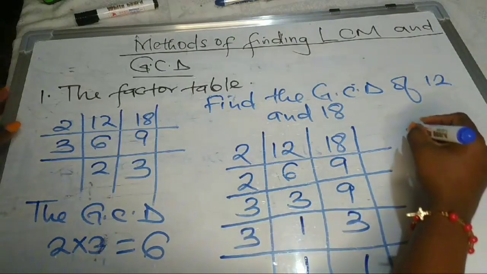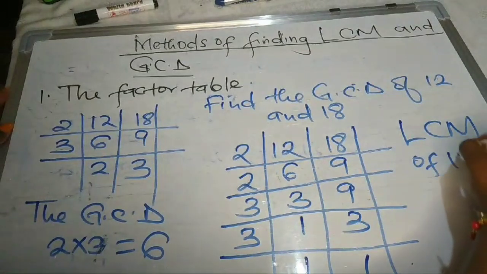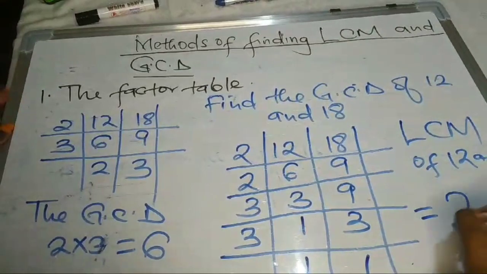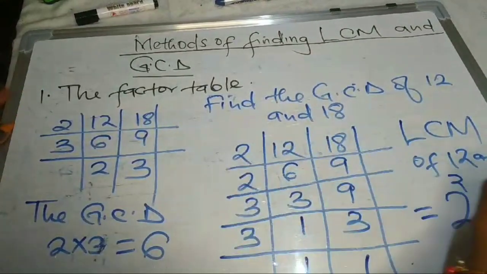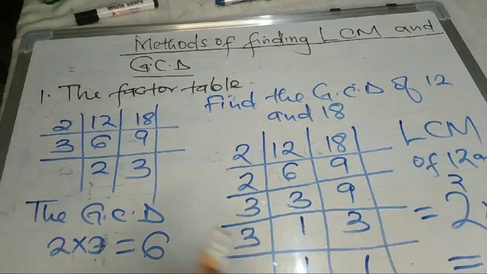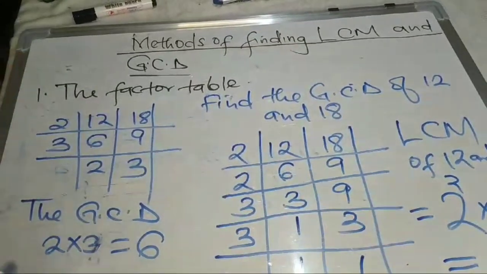So the LCM of 12 and 18 will be equal to 2 squared multiplied by 3 squared. And this is going to give us 4 times 9, which is 36. The same value we got by listing down the factors. Therefore, this is the factor table method for finding GCD and LCM.